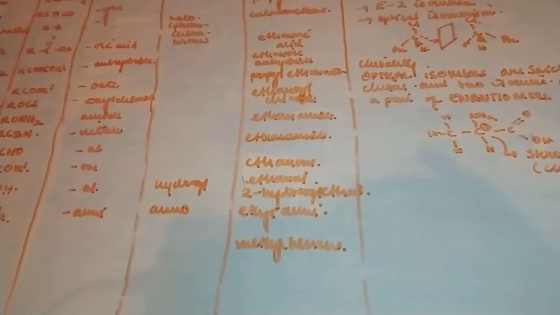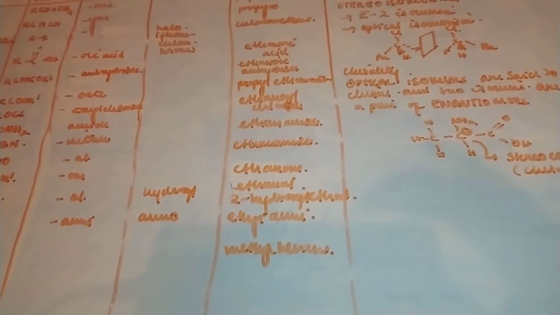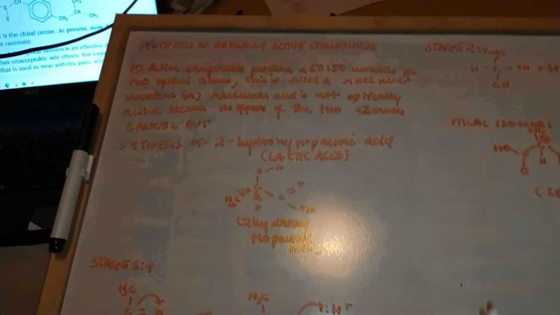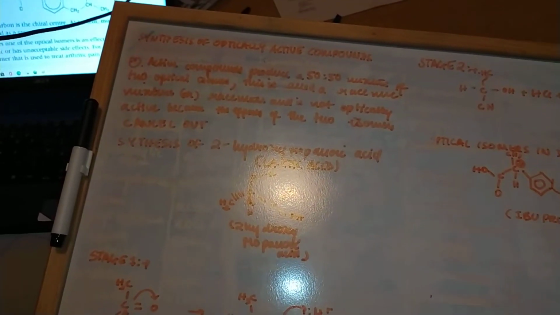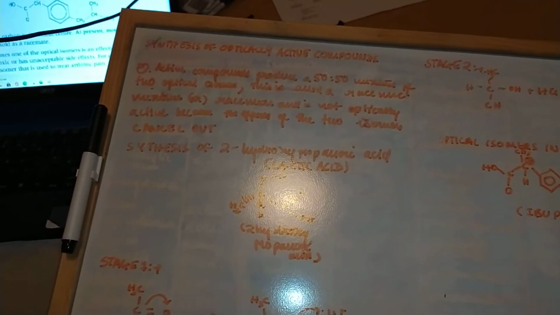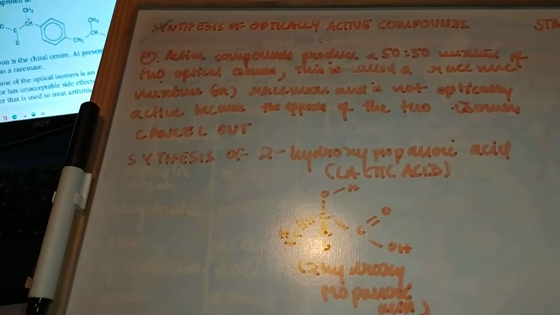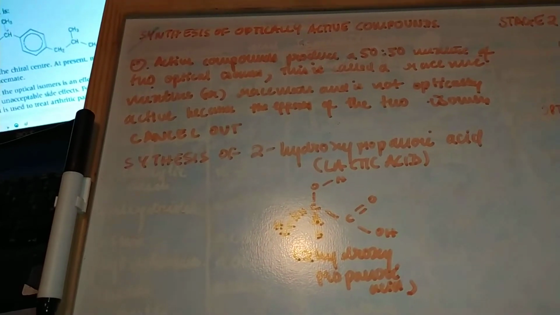Now, moving on, we'll be talking about the synthesis of 2-hydroxypropanoic acid, and then the applications of the optical isomerisms in the drug industry. Basically, we're going to talk about the synthesis of optically active compounds. Basically, this produces a 50-50 mixture of two particular isomers. This is known as a racemic mixture, or the racemate.